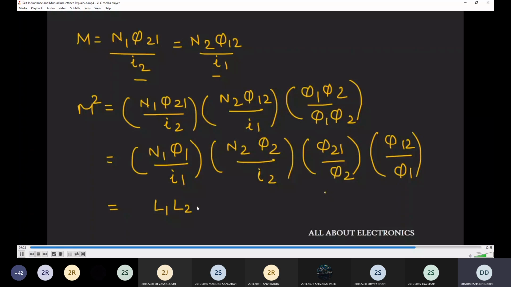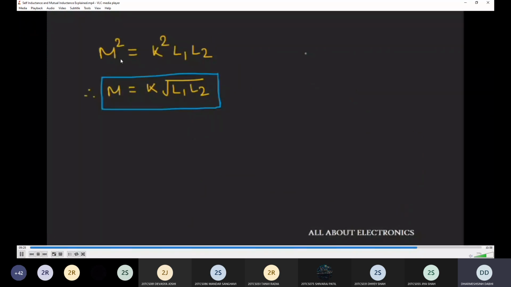That means M square is equal to K square into L1 into L2. That means M is equal to K under root L1 into L2. So this is the expression between the mutual inductance and the coefficient of coupling.